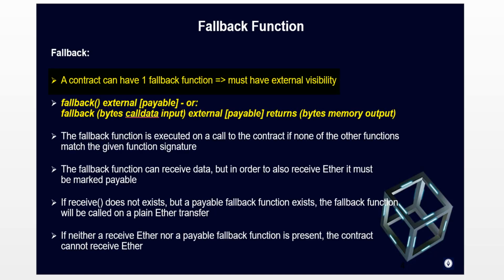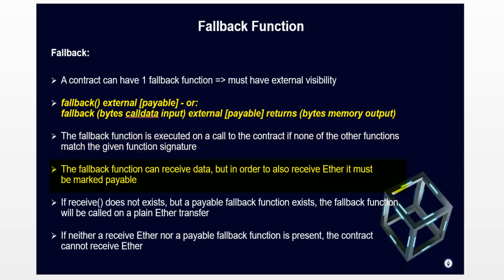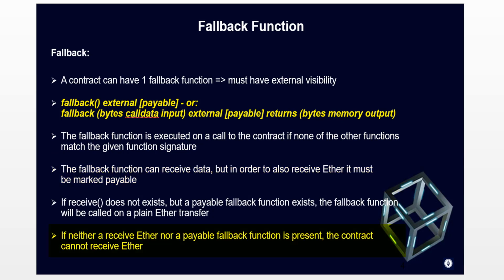Also, each contract can have one fallback function. The function needs to be external, and optionally it can accept one argument of type bytes calldata, and it can return one argument of type bytes memory. The fallback function is executed on a call to the contract when none of the other contract functions matches the provided function signature, or if no data was supplied with the function call, and the contract doesn't have a receive function. If the fallback function needs to be able to receive ether, it needs to be marked payable. If a contract needs a receive function or a payable fallback function, it cannot receive ether for a regular transfer.